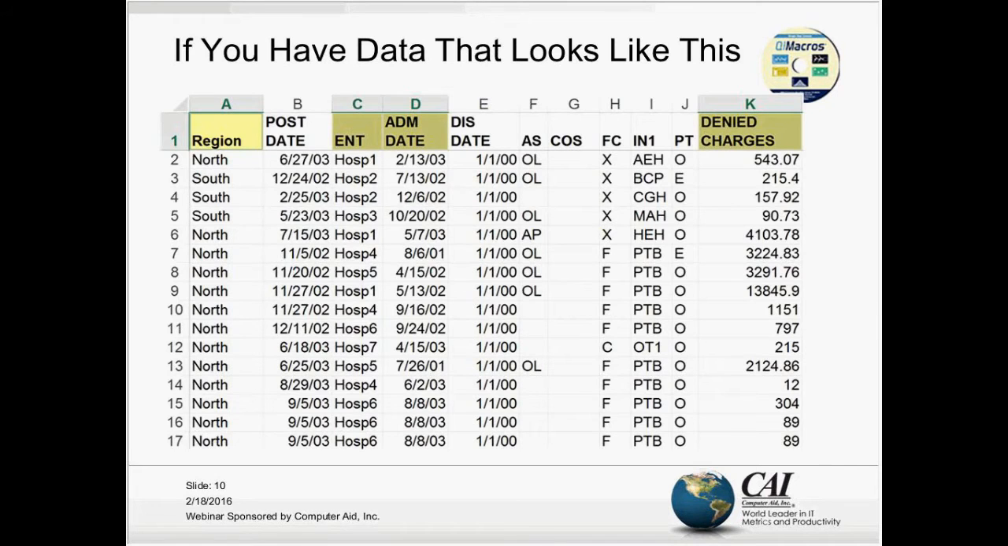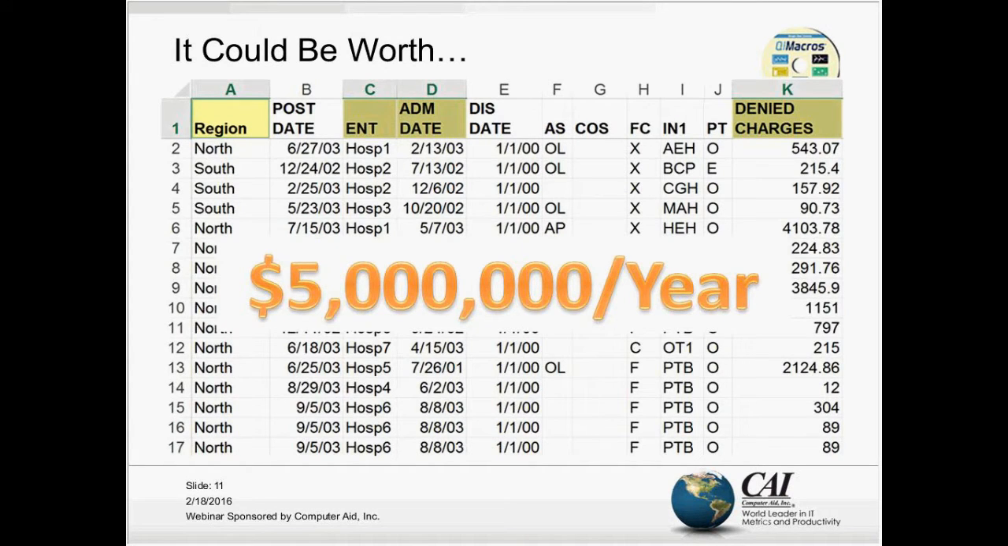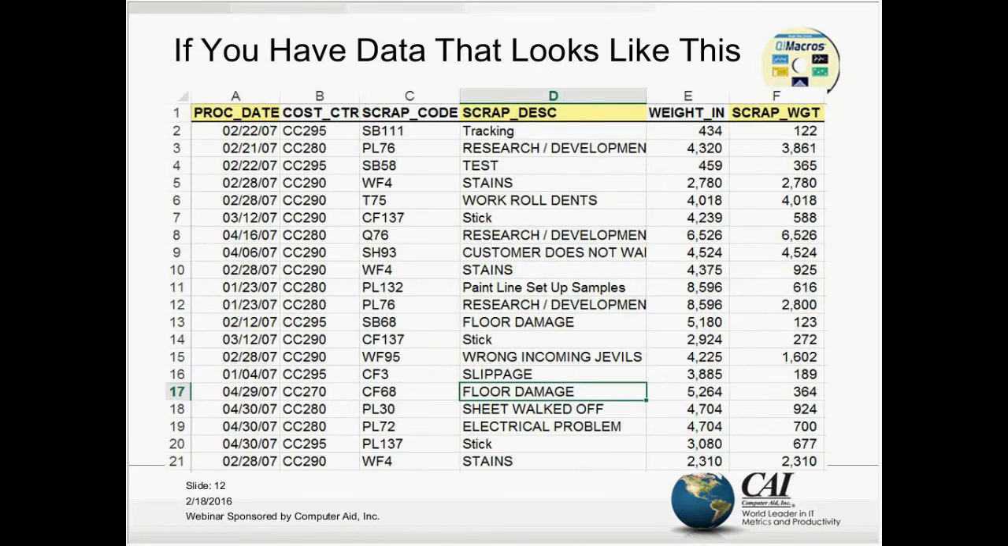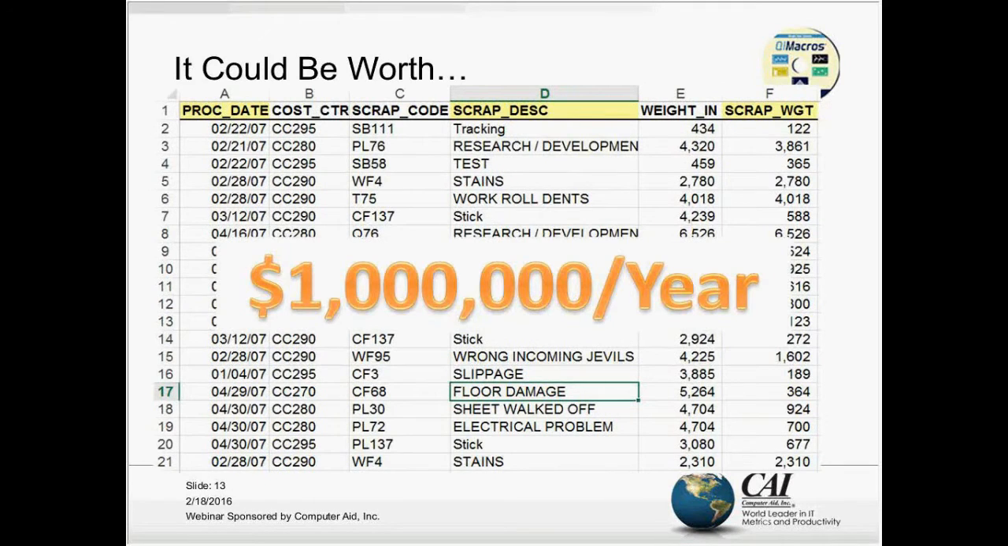That's where we're going. So if you have data that looks like this, and this is hospital data that I worked on about regions, the hospital, the admit date, and the amount of denied charges, that data could be worth $5 million a year, like it was to one of my clients. And if you have data that looks like this, a manufacturing example about scrap, with production date, scrap description, and scrap by weight, those things are also worth a lot of money. We saved $1 million a year in that. Scrap is where you're throwing stuff away. You can't rework it. You can't fix it, if that makes any sense. So there's huge opportunities out there, and the bigger the business, the more opportunity there is.